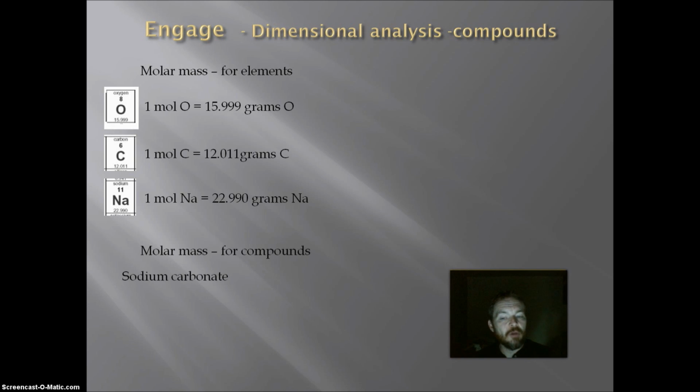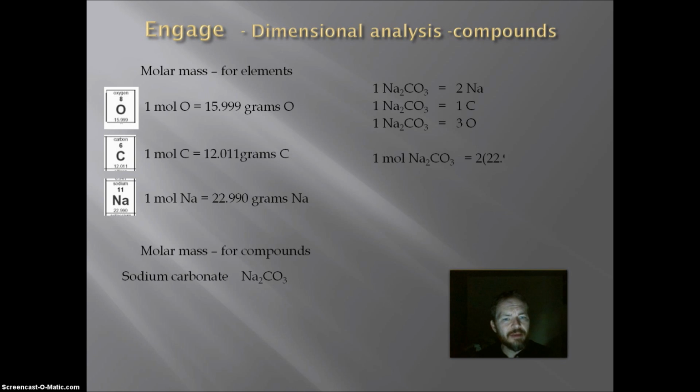Using our ionic nomenclature rules, I would see that the formula for sodium carbonate is Na2CO3. Now what that means is if I have 1 sodium carbonate, there are 2 sodium atoms in that molecule. In my 1 sodium carbonate, there is 1 carbon atom in that molecule. And in my 1 sodium carbonate, there are 3 oxygen atoms in that molecule.